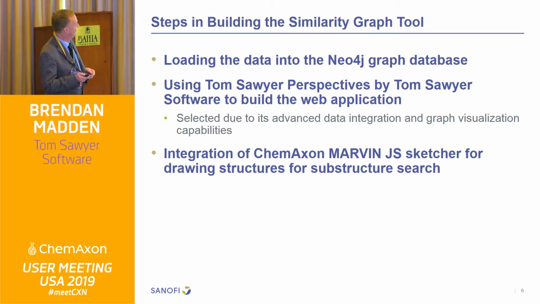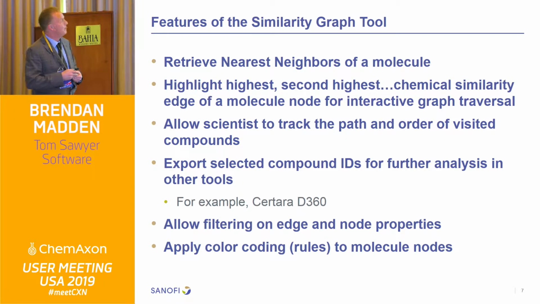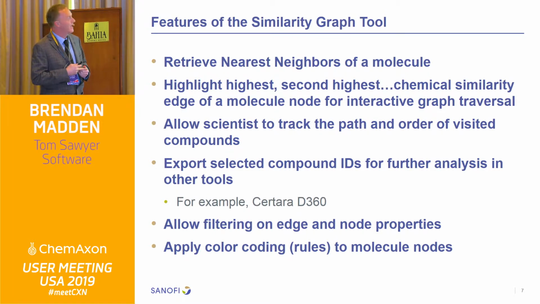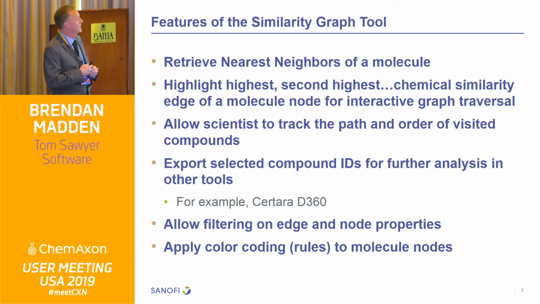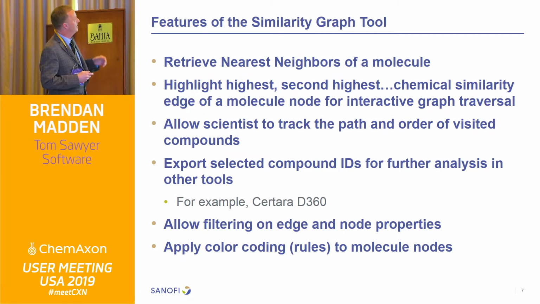Okay, there we go. So there are some features. They want to retrieve the nearest neighbors of a molecule. They want to highlight highest, second highest, and chemically similar edges of a molecule node for interactive graph traversal. They want to allow scientists to track the path and order of visited compounds. They want to export as well and do tool integration with other downstream things. So they export selected compound IDs for further analysis.